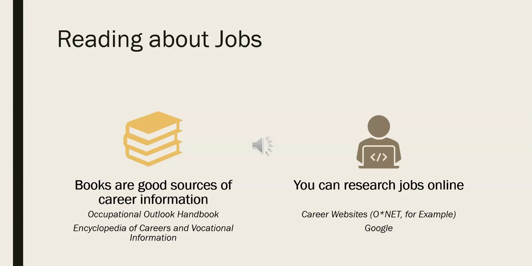Reference books such as the Occupational Outlook Handbook or the Encyclopedia of Careers and Vocational Information make the information easy to find. You can also research jobs online. You can use career websites like ONET, for example, which is the one we used in our class, or you can just Google it. You can find out a lot through a simple Google search.